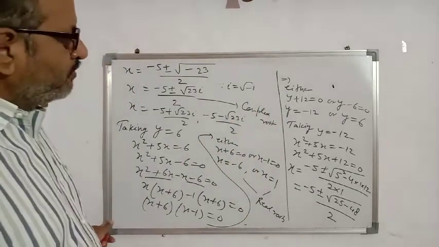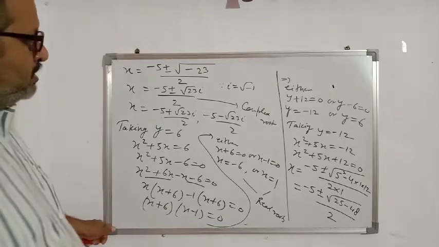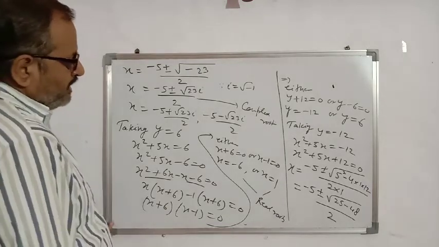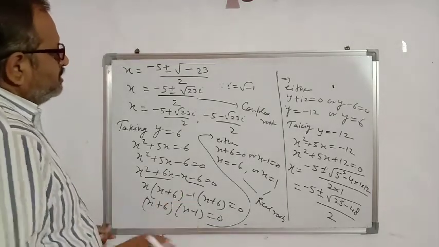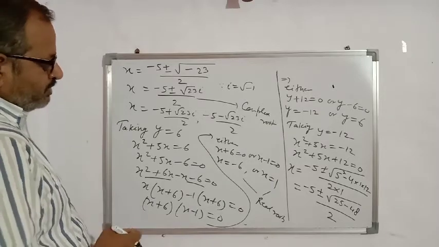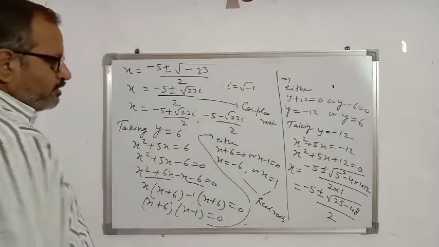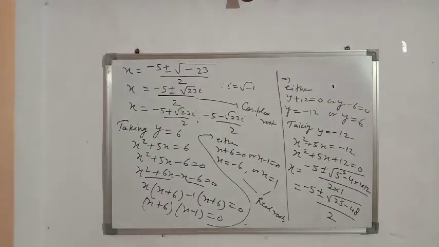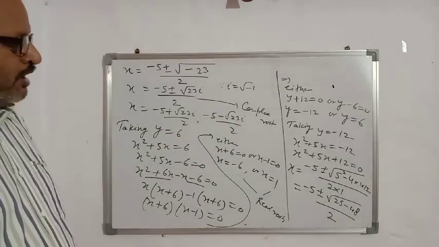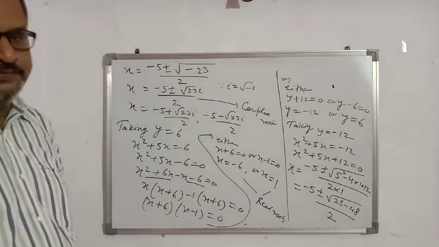So we got 4 values of x. We got 4 values of x because it was the equation of degree 4. So 2 roots are real and 2 roots are complex. It was question number 7. Now we will see question number 10.